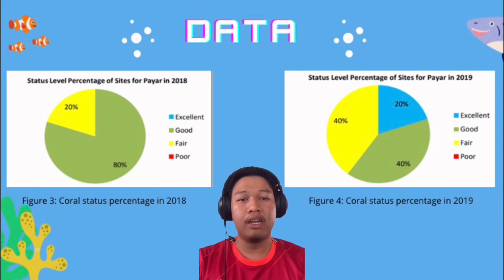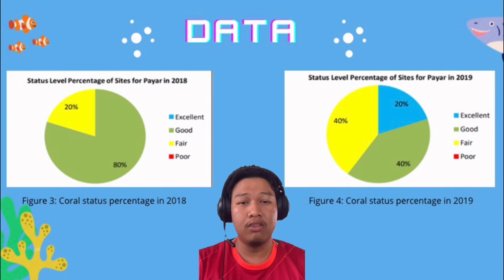In 2018, 80% of the coral status is in good condition and only 20% are in fair condition. In 2019, 20% are in excellent condition, 40% in good condition, and 40% in fair condition. The trend shows that some of the reef sites are experiencing coral degradation, where the reef sites that are in good condition go down from 80% to 40% in a year. The fair condition of coral reef in Paya Islands is likely to be influenced by massive impacts of natural and anthropogenic disturbance.